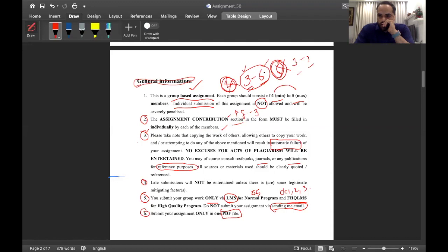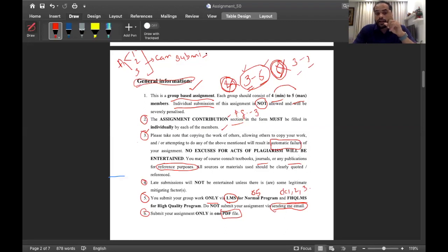We will appoint a representative to submit this assignment, right? Any group member can submit. Let's say in group A we have, for example, 3 students. Among these 3 students, anyone can submit, but again, one group, one submission. Do not have 3 students submit 3 different group works.